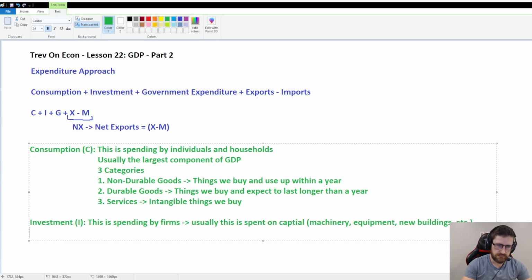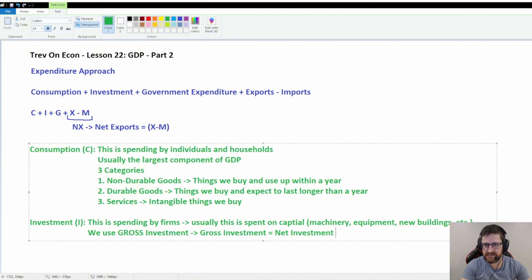Okay. Now, you should be a little careful here. Again, not the most important thing in the world, but it does sometimes come up as a trick. We use gross investment. All right. Remember, this is gross domestic product, so we use gross investment. All that means is that you want to be familiar with a very small equation, which is that gross investment equals net investment plus depreciation.